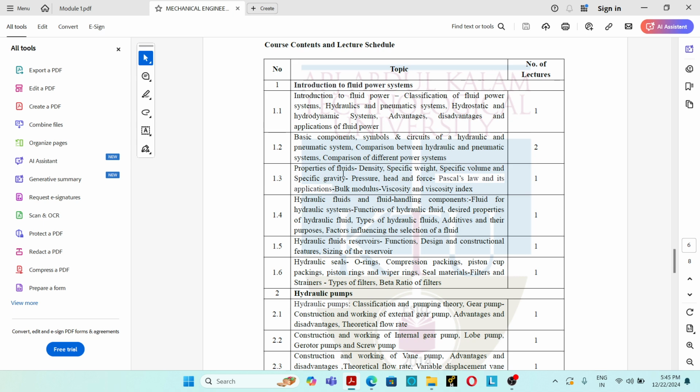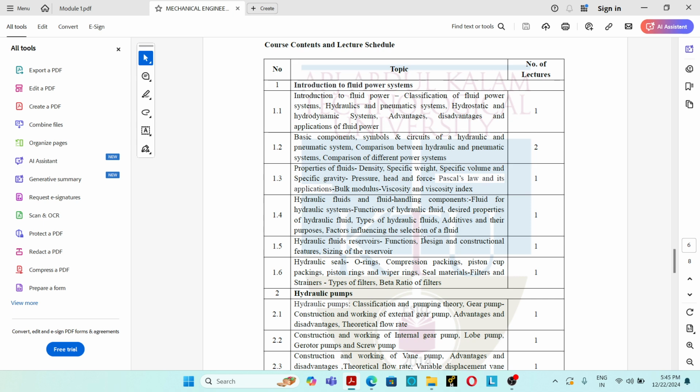Then 1.3 Properties of Fluids. 1.4 Hydraulic reservoir, hydraulic filter, factors influencing selection of hydraulic fluid, additives in hydraulic fluids, types of hydraulic fluids, etc.